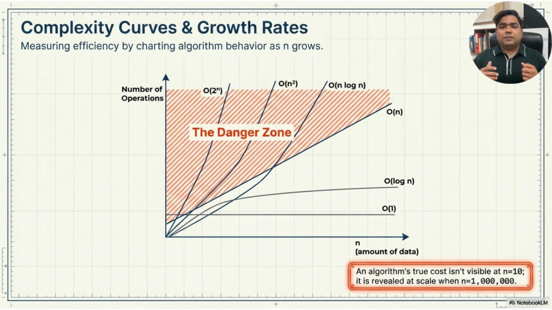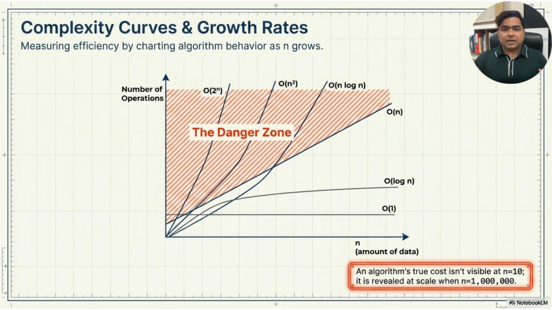Then we have big O of n. This is linear time. If the input doubles, the work roughly doubles. After that comes big O of n log n. Many efficient sorting algorithms, such as merge sort, fall into this category. Then we see big O of n squared. This grows much faster. Bubble sort is a common example. Finally, we have big O of 2 to the power n. This grows extremely fast and quickly becomes impractical.